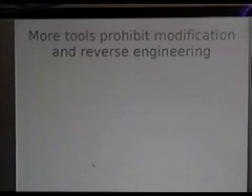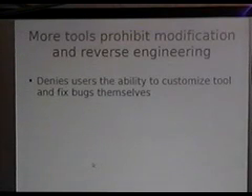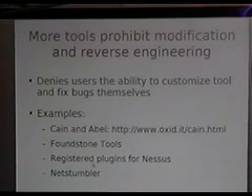So the next thing that I've seen a lot of is tools that restrict or prohibit modification and reverse engineering. And that's a problem because it prevents us from being able to fix the tool. Especially with tools like Nessus, the Nessus plugins restrict modification, but it's just a script. You've got the source code right there. You could easily go in there and fix things if you wanted to, but the license doesn't allow you to. Some other examples of that: Cain and Abel, and also the Foundstone tools again, and NetStumbler.